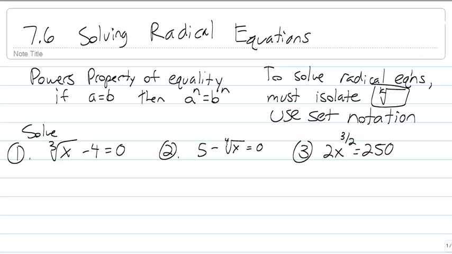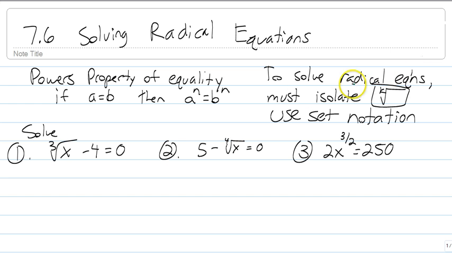Alright, this is the last thing we're doing this chapter. We're going to be solving radical equations. So, just something to remember, that if you have something equal to something else, so for instance A equals B, you can raise both of them to the same power and it's still the same equation.